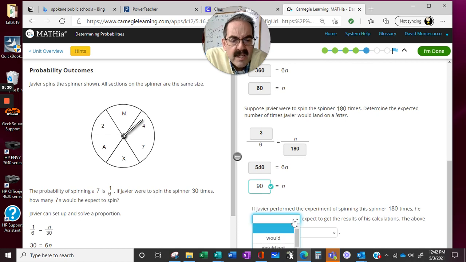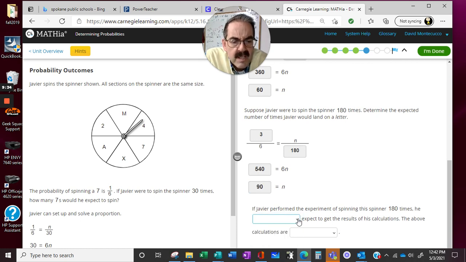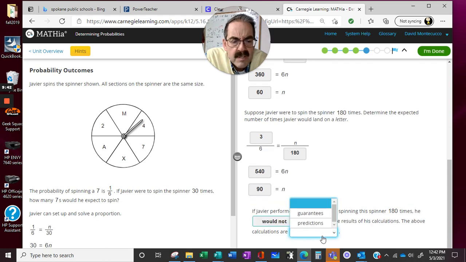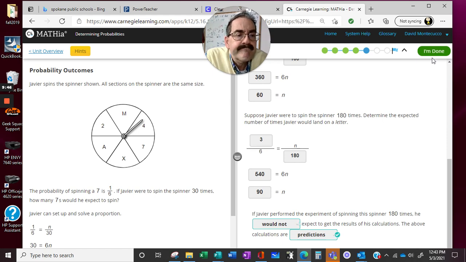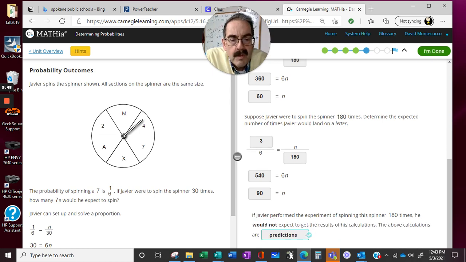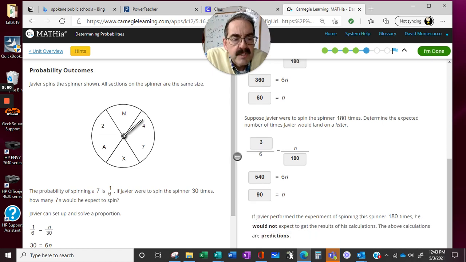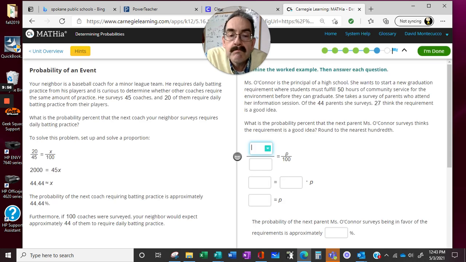He would not expect to get the results of his calculations. The above calculations are strictly predictions. That's cool. Alright, probability of an event.